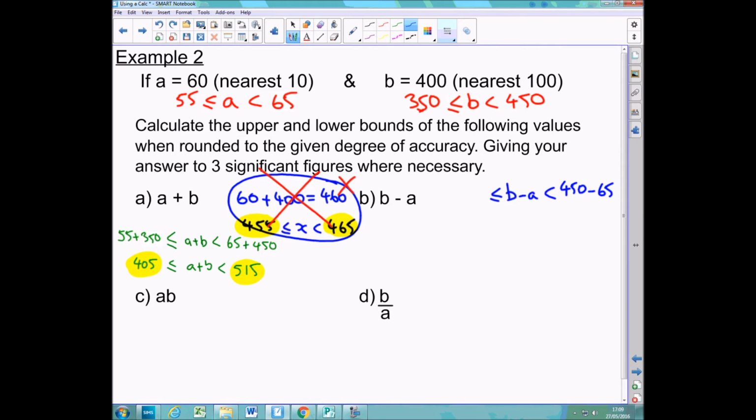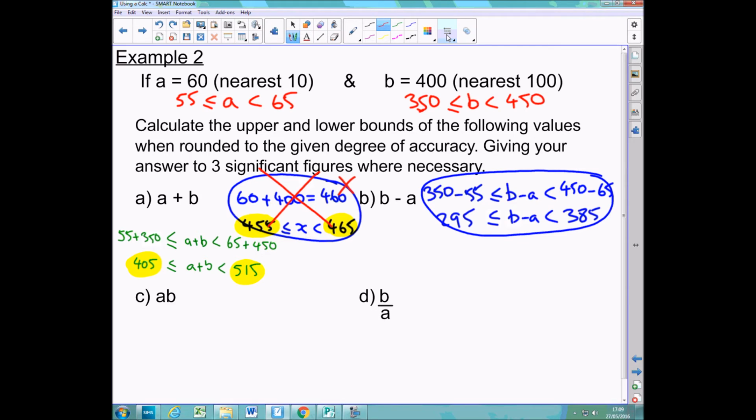And likewise, if I want to find the lower bound, surely I'm going to take the lower bound of B and take away the lower bound of A. And doing this really quickly, I get the values of 385 and 295. Okay, but again, watch out because this is wrong. And I'll show you why now.